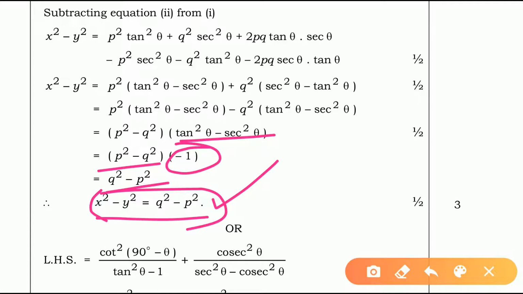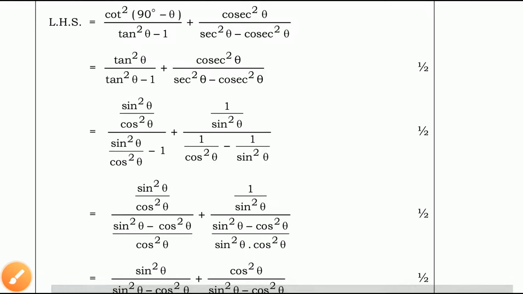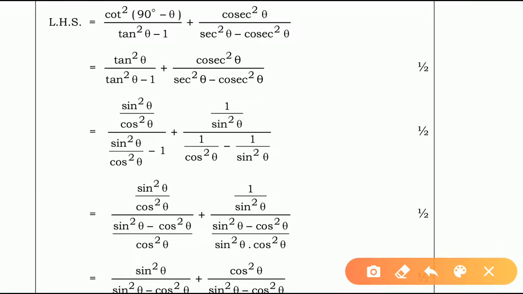Okay, second question. We consider LHS to prove RHS. This is given. Here we know that cot of 90 minus theta is equal to tan theta. By using that formula, this is equal to tan square theta, and the cosec square theta as it is, divided by tan square theta minus 1.